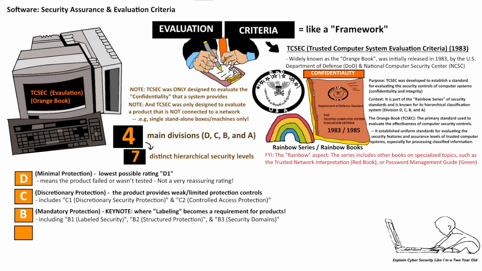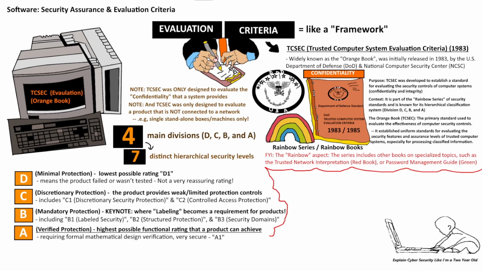And that leads us to the final but best division, known as Division A. Division A is Verified Protection, which is the highest possible functional rating that a product can achieve. This basically means a product is very secure, based on mathematical fundamental design. And that is the divisions of TCSEC. Now, whilst the TCSEC was going on in America, around the 1990s a new criteria was being developed in Europe.